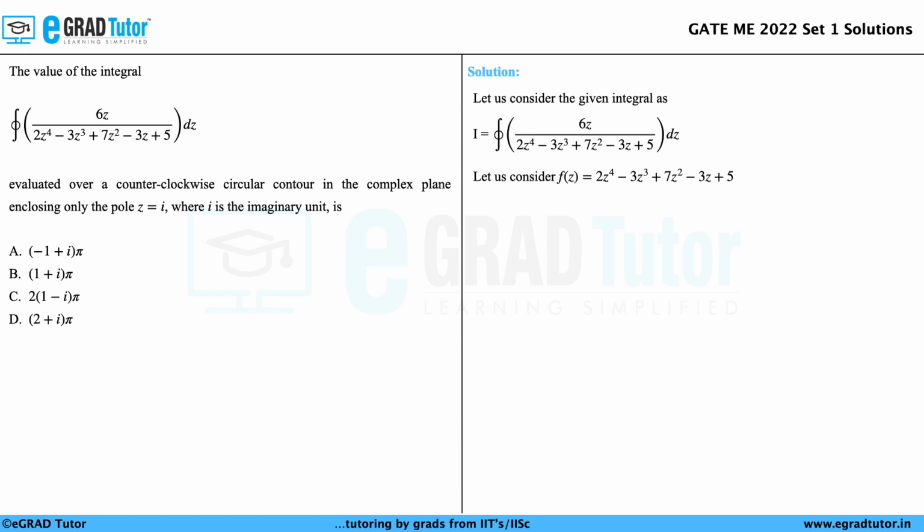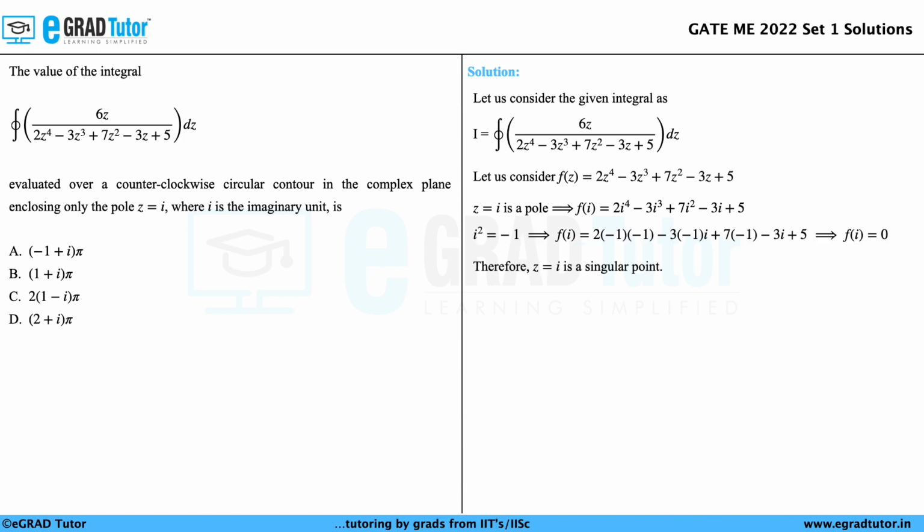we get f(i) equal to 2i^4 minus 3i^3 plus 7i^2 minus 3i plus 5. We know that i^2 is equal to minus 1. That implies f(i) turns out to be 0. Therefore, z equal to i is a singular point.